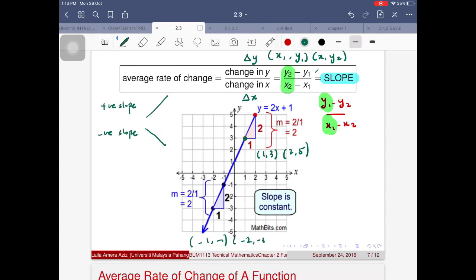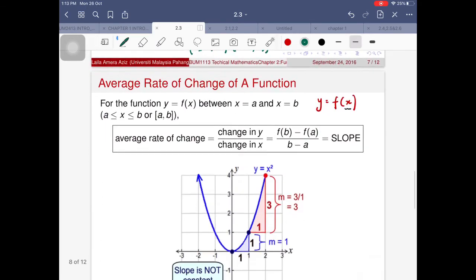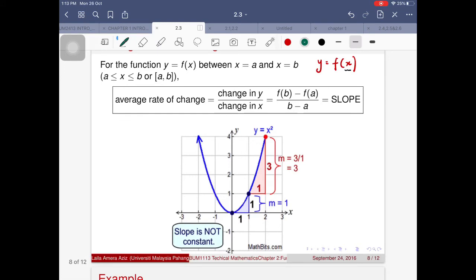So the slope is actually the same as what I have down here, which is going to be at (-1, -1) and also (-2, -3). So the slopes are the same because it's a linear function. So everywhere along the lines, the slope is constant. The slope is going to be the same value.